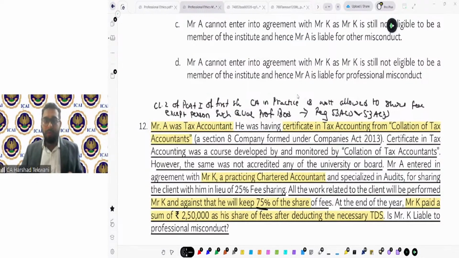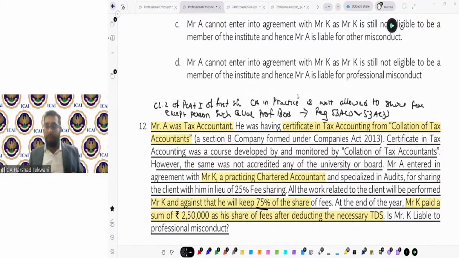Any doubt, guys? Any doubt? Okay. So we'll stop here. In the next lecture, we'll start with clause 5 and we'll continue the rest of the clauses of the Chartered Accountants Act.